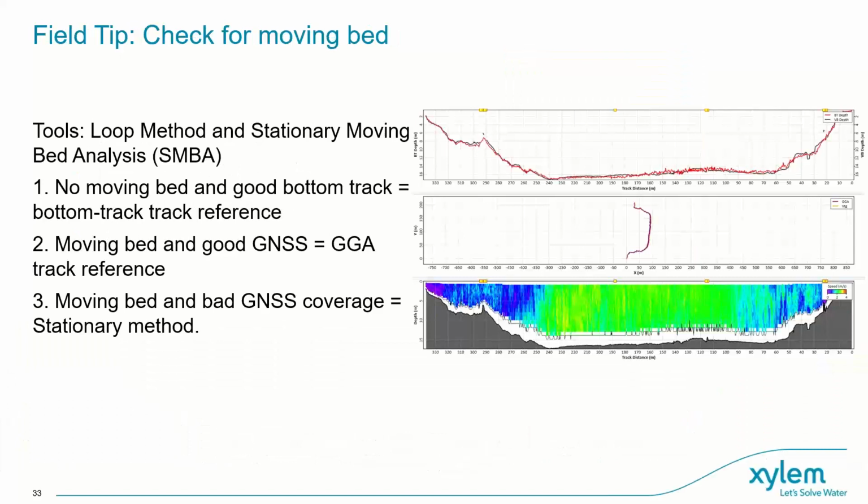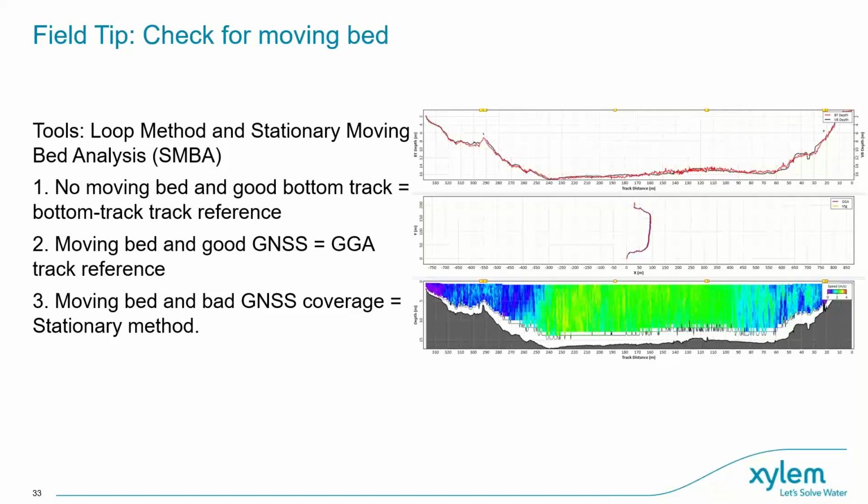The tip for this field tip is to check for moving bed. It's kind of intuitive, or if you've been doing this a bit, that if it's flooding, you're most likely going to have a moving bed, so you should check for a moving bed or use GPS. But I just want to highlight that there are two main tools in River Surveyor Live and RSQ for checking for moving bed if you're uncertain: the loop method and the stationary moving bed analysis. Both of those are tools to check and see if you have a moving bed.